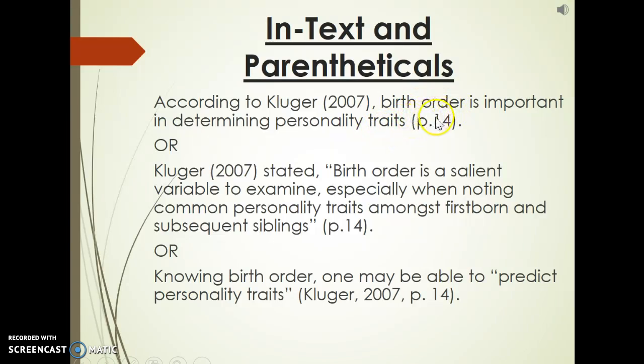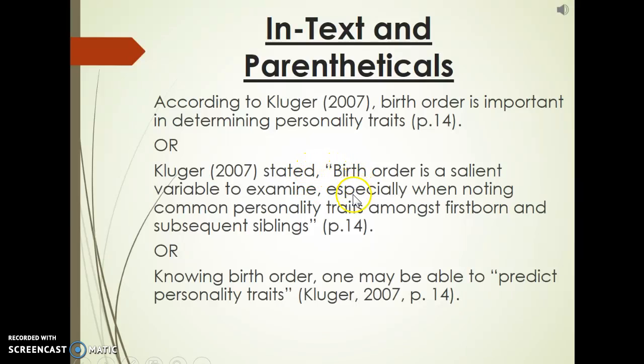So this is a paraphrase, but it was found specifically on page 14. Notice how the period goes at the very end of the parenthetical. We could start out with the author's name, Kluger, 2017. Then we need some verb: stated, postulated, found, examined, and then birth order.